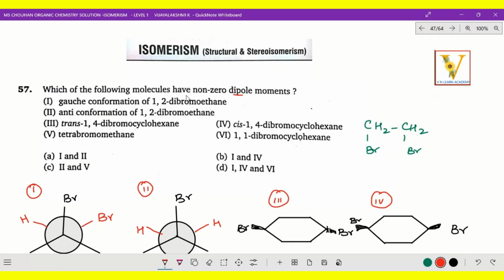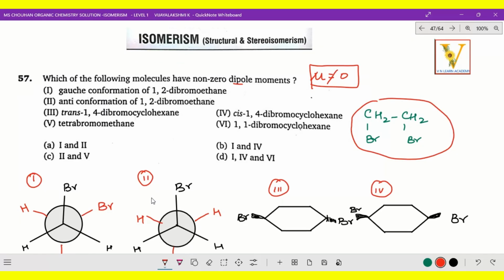Which of the following molecules have non-zero dipole moments? Zero dipole moment means mu is equal to 0, so non-zero dipole moment means mu is not equal to 0. You have to identify this from the options: gauche conformation of 1,2-dibromoethane, which is the molecular formula of 1,2-dibromoethane; anti-conformation of 1,2-dibromoethane; cis and trans 1,4-dibromocyclohexane; tetrabromoethane; and 1,1-dibromocyclohexane. Come on, let us discuss.